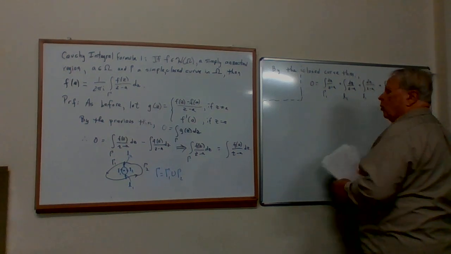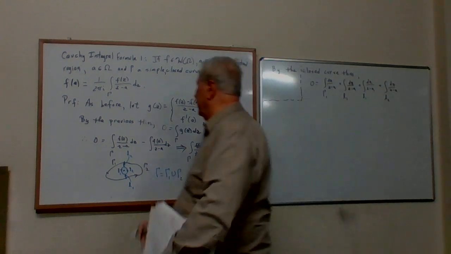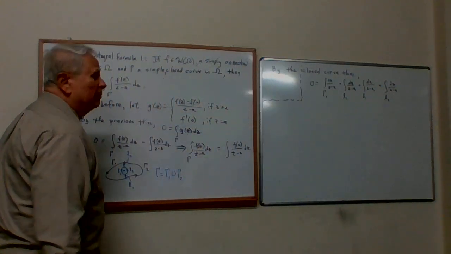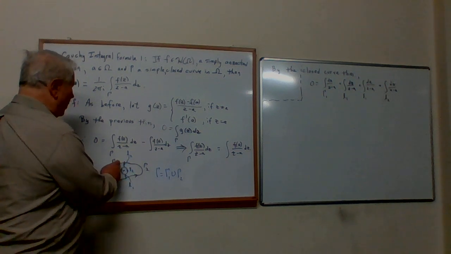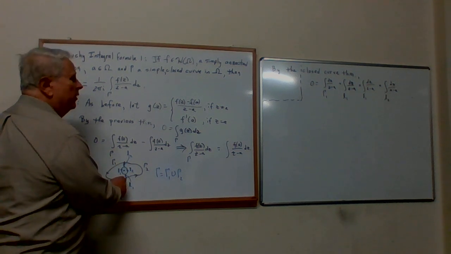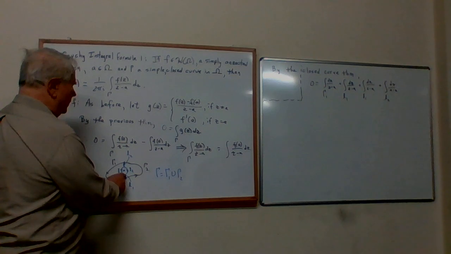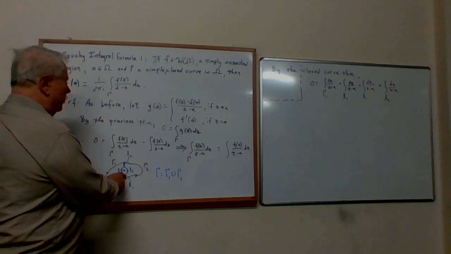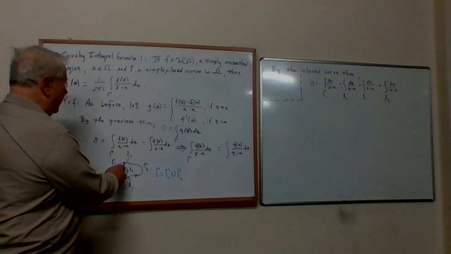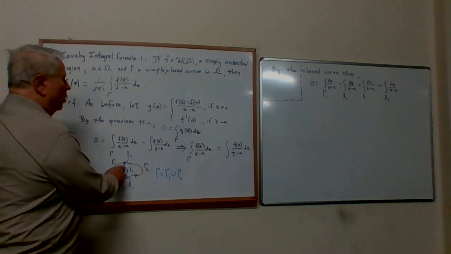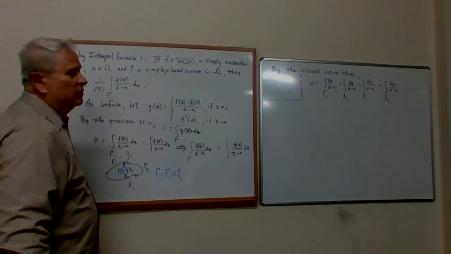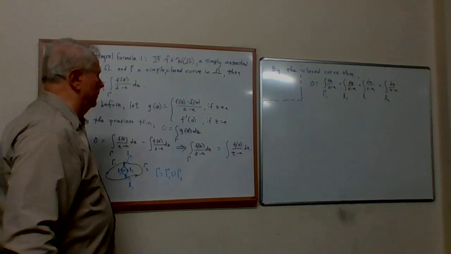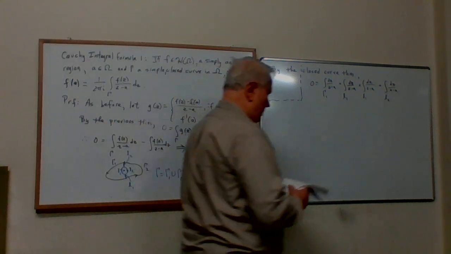Now, why is that? Because that's a simple closed curve. If I go along gamma 1, and then I go up L1, and then I go around to the left on little gamma 1, and then I go up L2, it closes right here, and that integral therefore is 0 by the closed curve theorem.